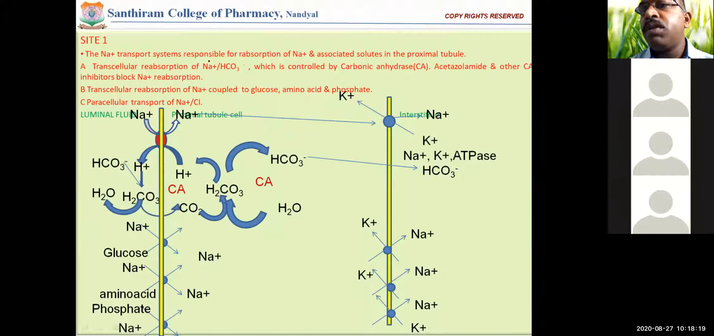So the proximal tubule means the part just next to the Bowman's capsule. At that particular part, the first thing is transcellular reabsorption of Na+/HCO3-, which is controlled by carbonic anhydrase. Okay, so here we have to talk of an enzyme known as carbonic anhydrase.